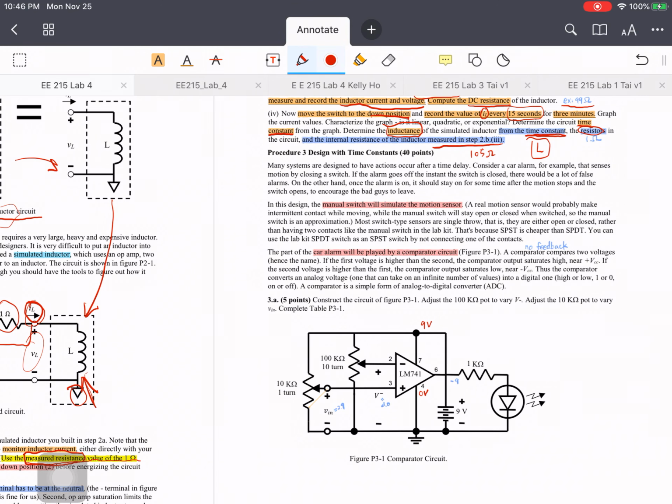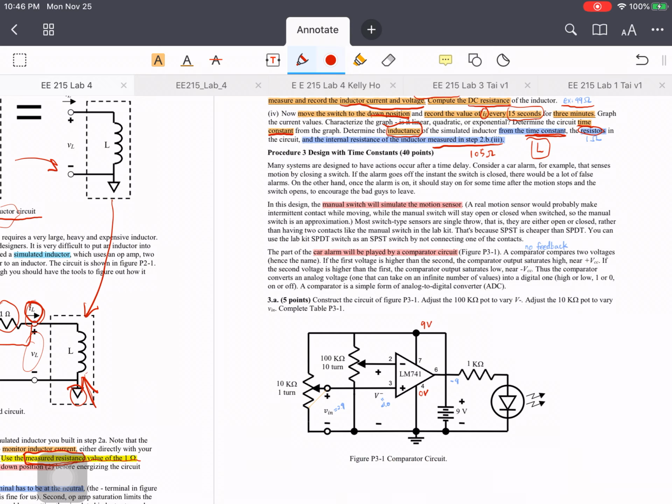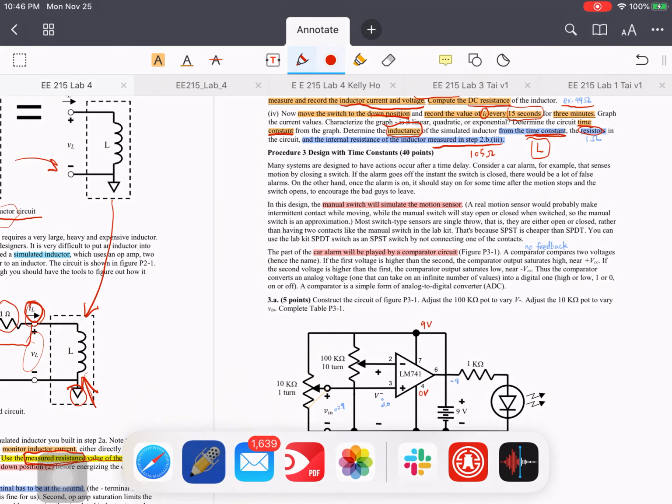So in this part, the last procedure, which is the difficult one, you have to design time constants. So in conclusion, the manual switch will simulate the motion sensor. So let us see the complete circuit at first.